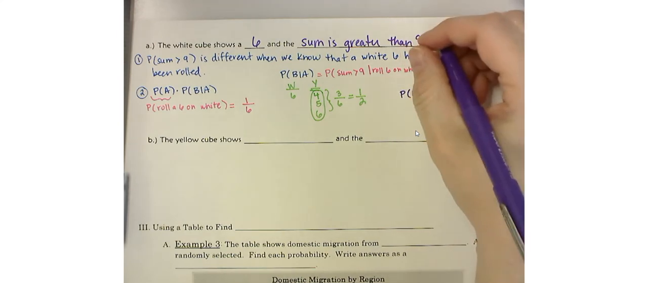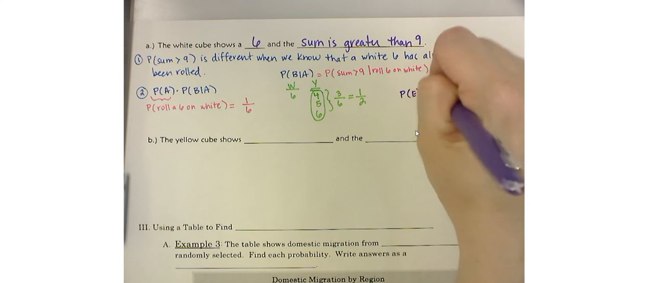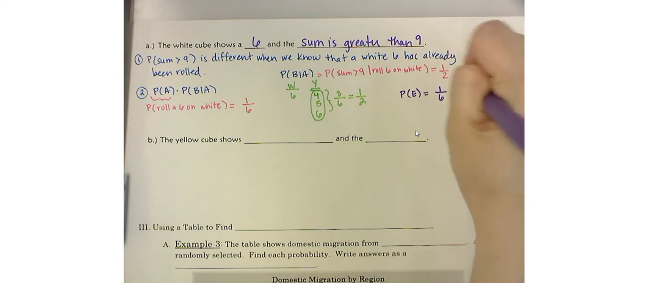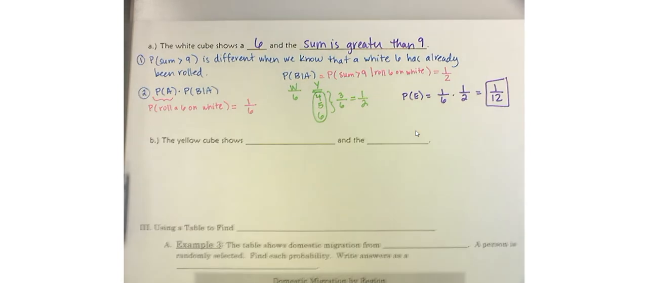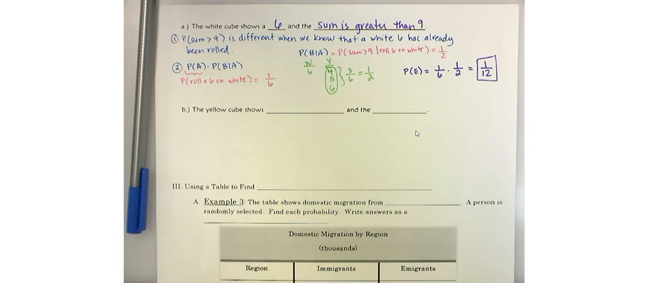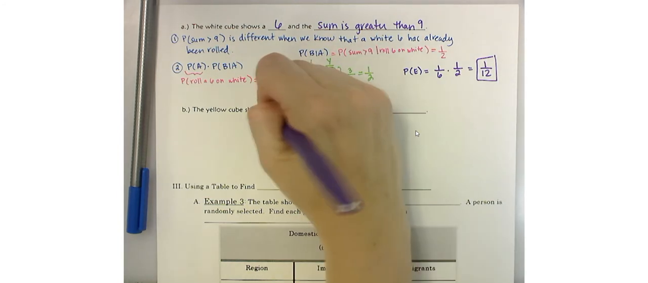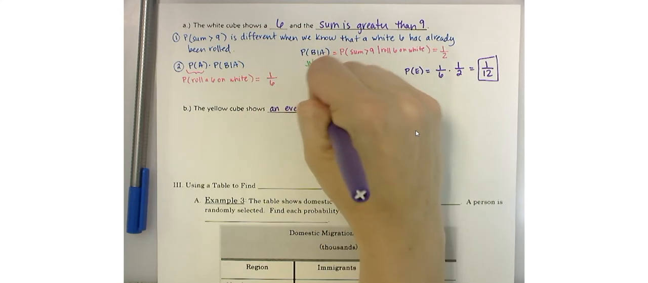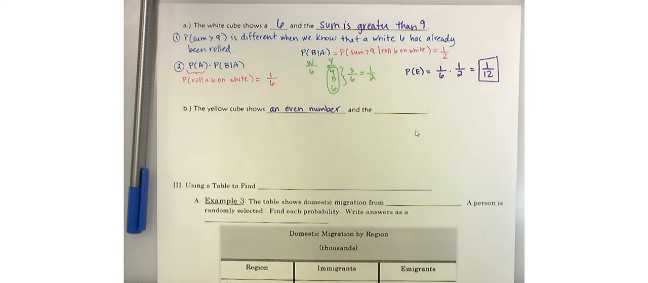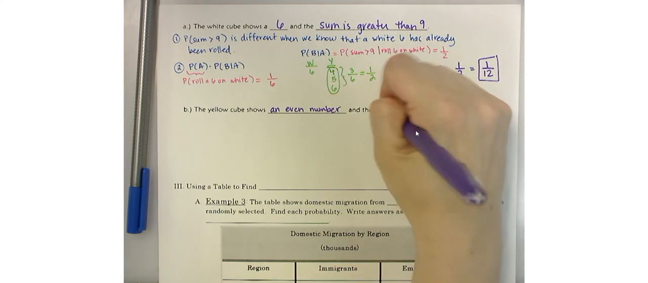All right, now we're going to try the second one where we know the yellow cube shows an even number and the sum is 5. Okay, so step 1, we're going to explain why these are dependent.